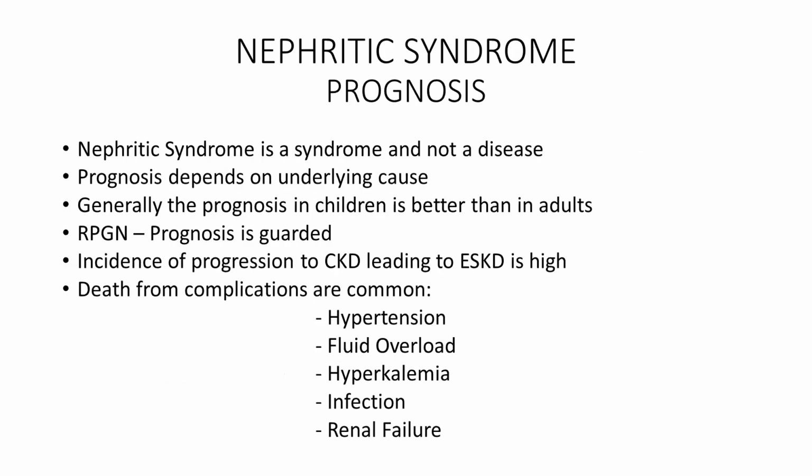The prognosis of nephritic syndrome is a serious disorder as compared to nephrotic syndrome. And the prognosis depends on the underlying cause. Generally, the prognosis in children is better than adults. In RPGN, the prognosis is guarded. Most of these patients may end up in end-stage kidney disease. Incidence of progression to chronic kidney disease leading to end-stage kidney disease is high, and death usually occurs as a result of complications like hypertension, volume overload, heart failure, hyperkalemia that can lead to cardiac arrest, infection, and renal failure.